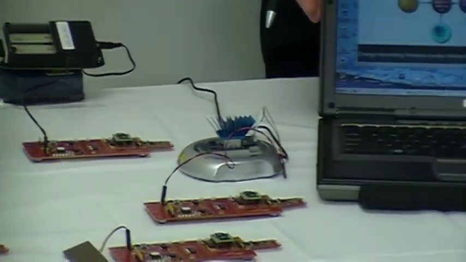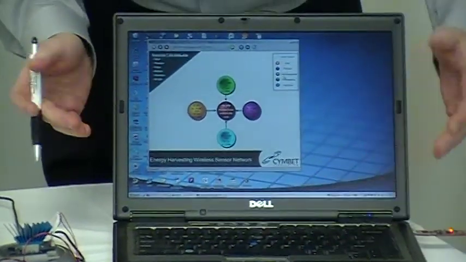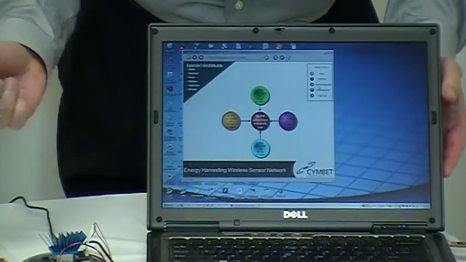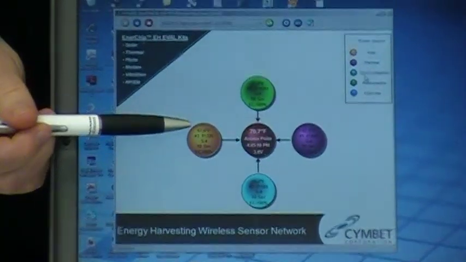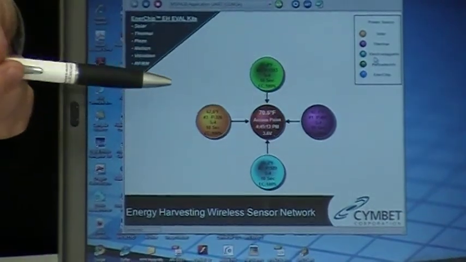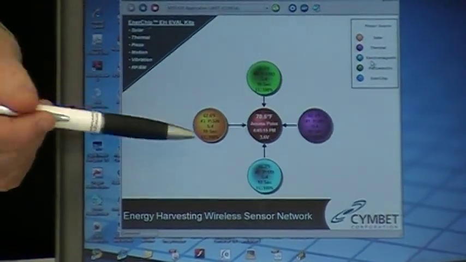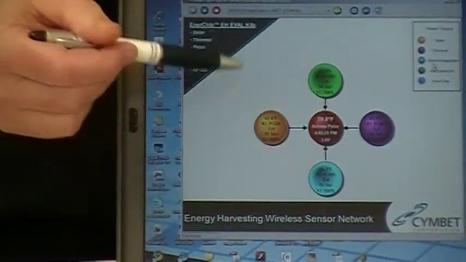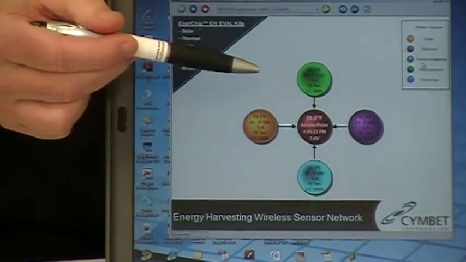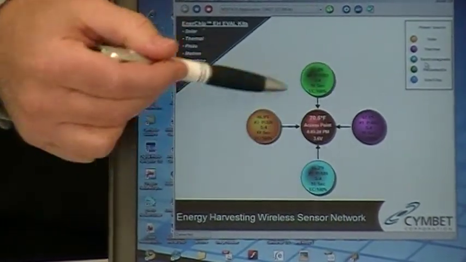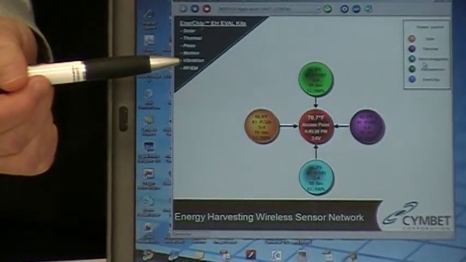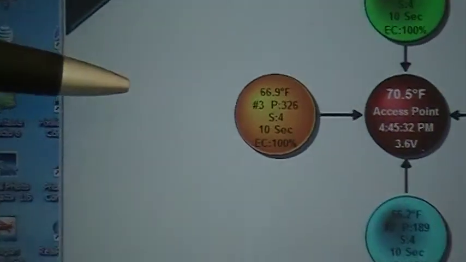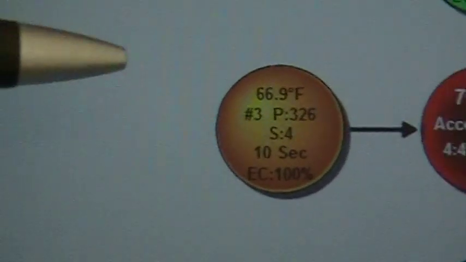Let's take a look now over here on the screen and look at the network. What's represented here are different colored bubbles, and each of those represents a different transducer type. The yellow is the solar, the green is the piezoelectric, the purple is the thermoelectric generator, and the light blue down here is the electromagnetic generator. So here we see represented all the different modalities. The bubble in the center is the access point, so they're all reporting in to the radio that's plugged into the PC. Let's home in a little bit on one of the bubbles directly, and you'll see some of the unique features that the EVAL-09 gives you.